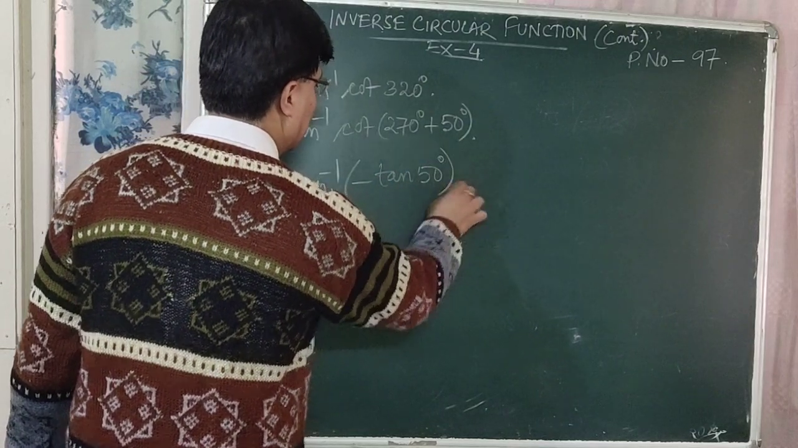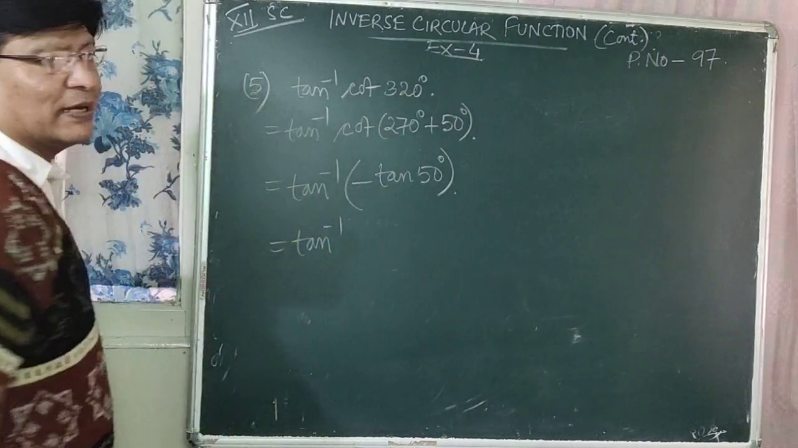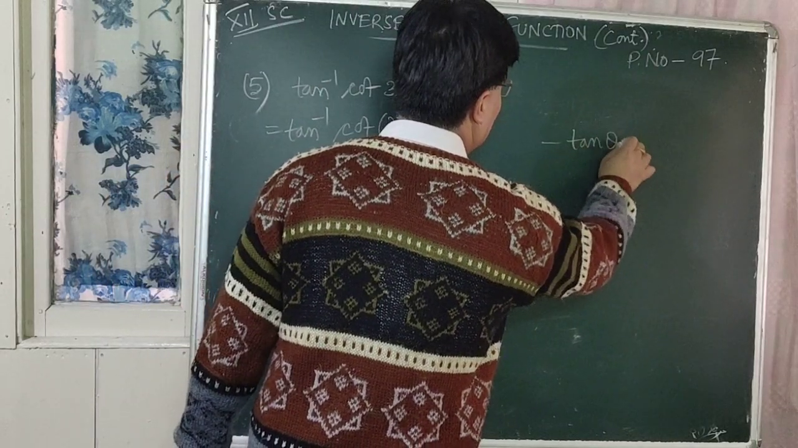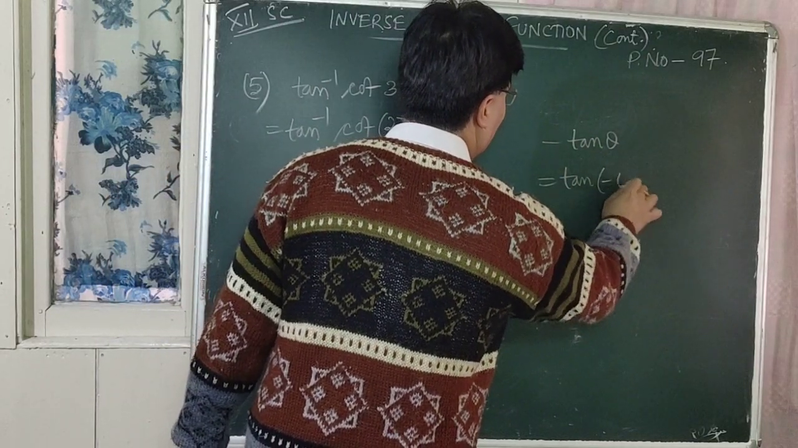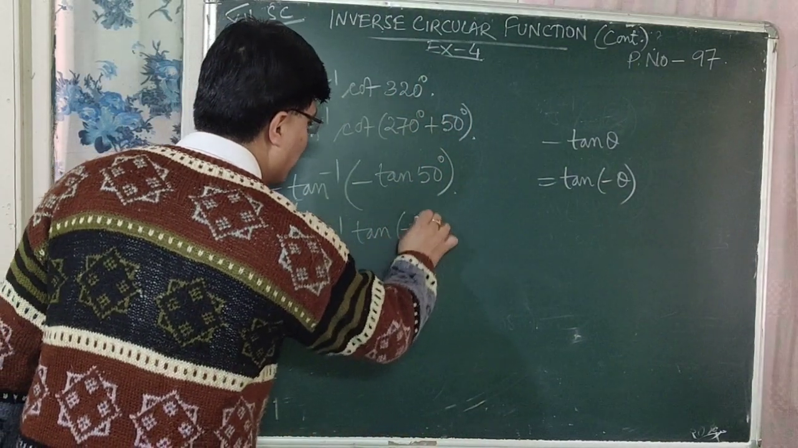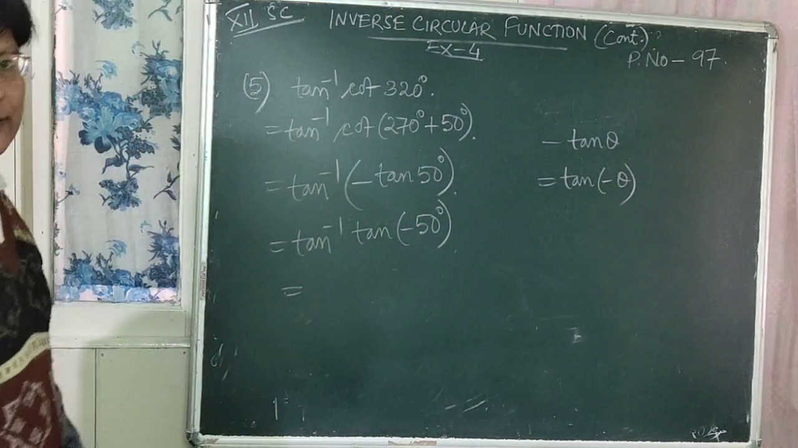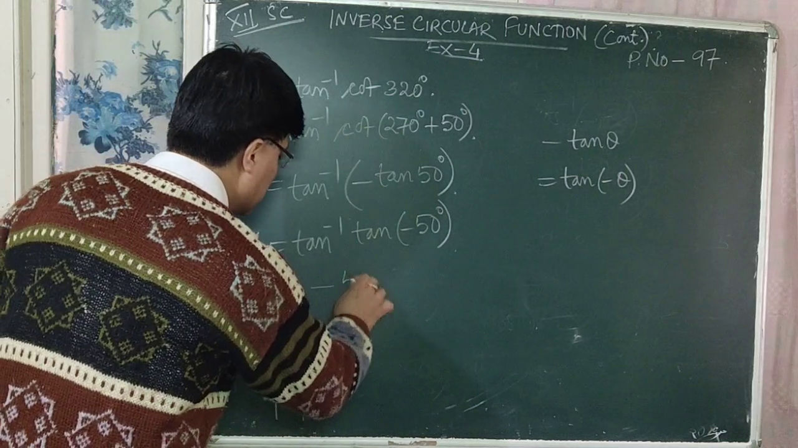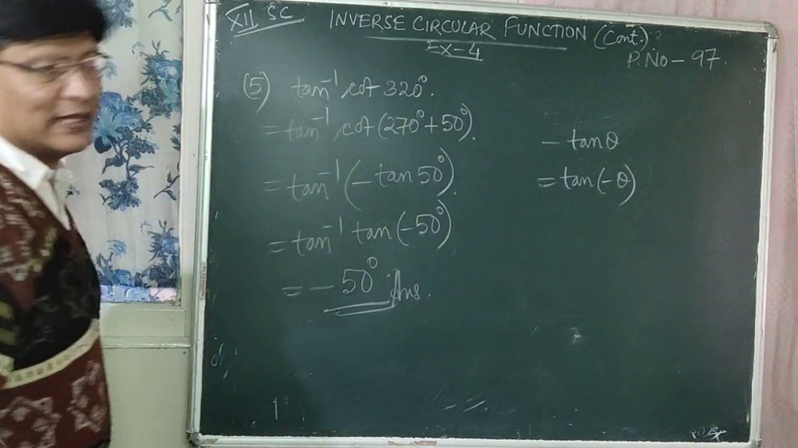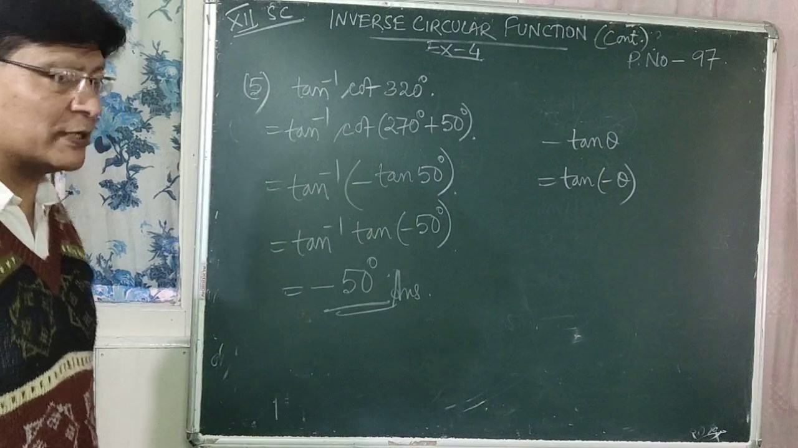Tan 50 degree. Okay, so it is equal to tan inverse. So how can you write it? Minus tan 50 degree. You know that if there is minus tan theta, you may write tan of minus theta. So similarly you can write here tan of minus 50 degree. Okay, so what is tan inverse tan of minus 50 degree? It is minus 50 degree. So this is the final answer. Understood? You can copy it.